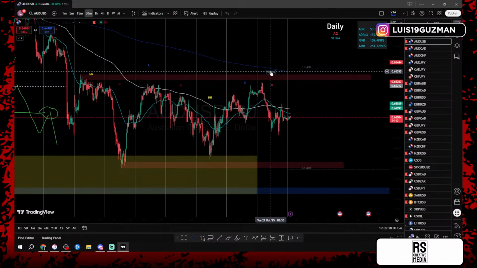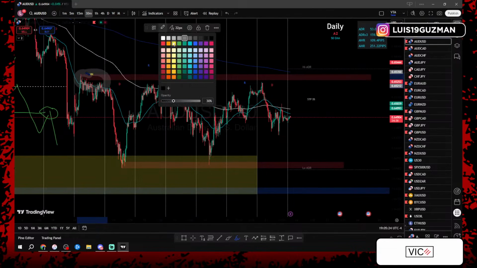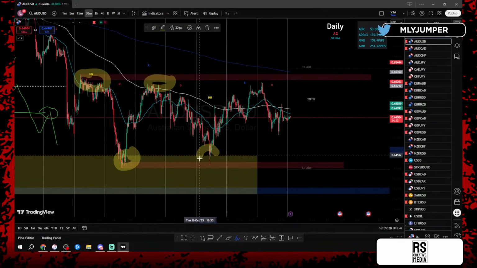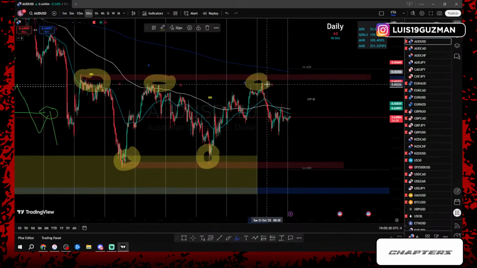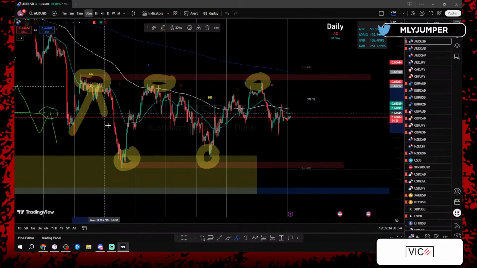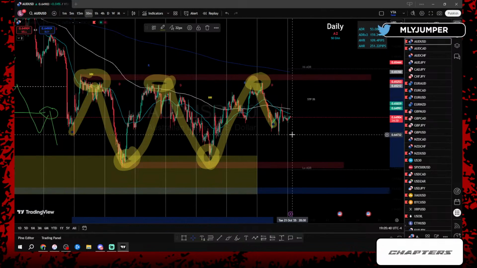And currently, what do we see price doing? Moving sideways, rejecting highs, rejecting lows, rejecting highs, rejecting lows, rejecting highs. So as of right now, price is just moving sideways. There's no trend to AUD USD as of right now.